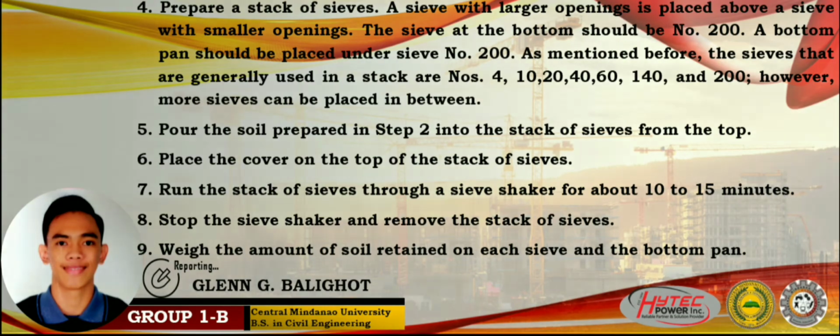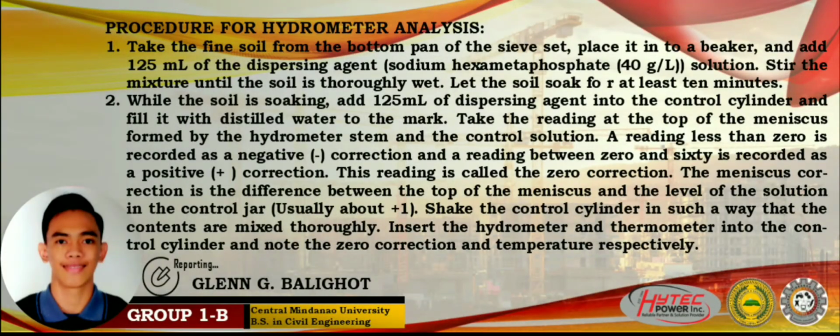Now for the procedure of hydrometer analysis, first is to take the soil sample from the bottom pan of the sieve set, then place it into a beaker and add 125 ml of dispersing agent. Then stir the mixture until the soil is thoroughly wet. Then let the soil soak for at least 10 minutes. Then while the soil is soaking, add 125 ml of dispersing agent into the control cylinder and fill it with distilled water to the mark.